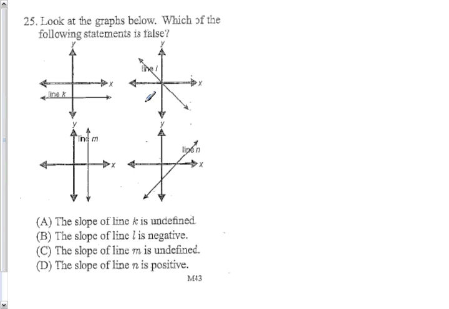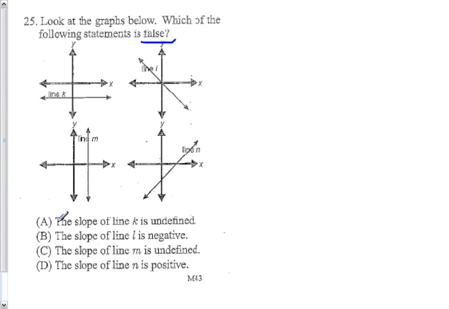Question number 25. Look at the graphs below. Which of the following statements is false? I'm going to underline that false. That is very, very important in this question, because we want to look at the answer choices when we get done labeling our graphs out. We want to look at the answer choices and say, that's not right. That's not true. That's a false statement.